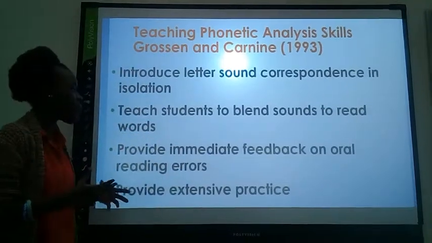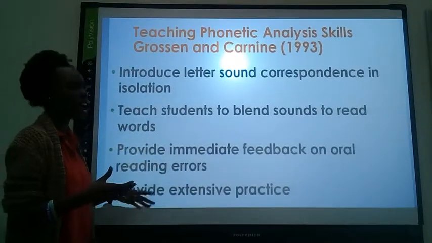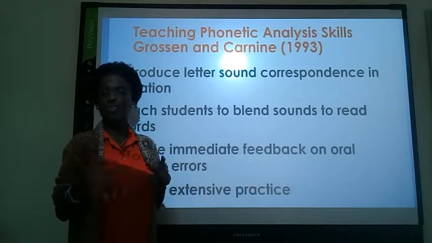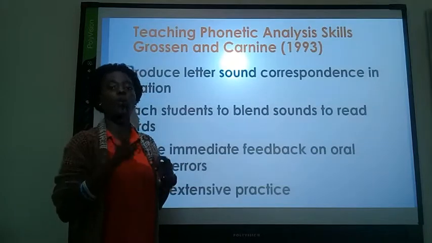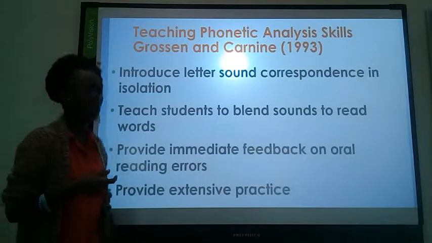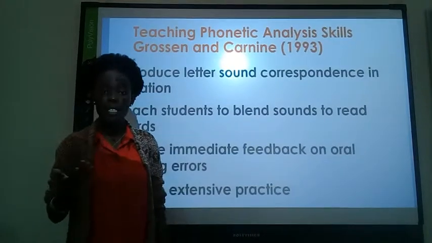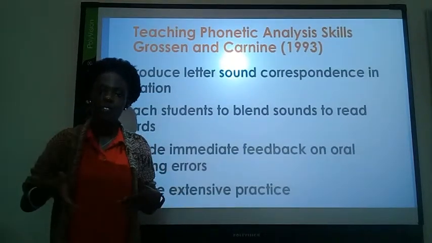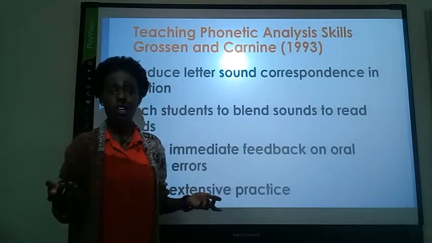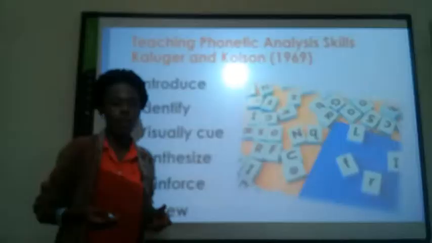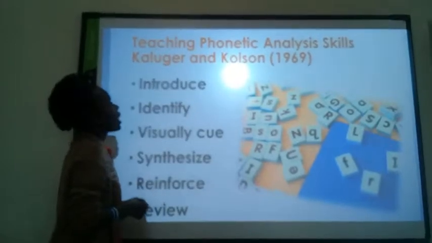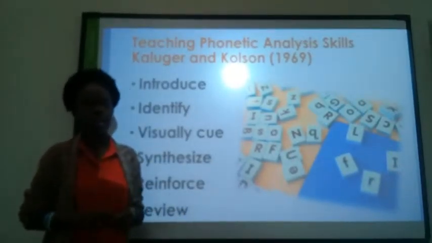And so next you provide immediate feedback on oral reading errors. If your student makes a mistake, you correct them just like that. You don't give it time to fester. You ensure that they know what you said was wrong and you give them the correct word. And then you would provide extensive practice. Practice makes perfect. You give your students different words that have the same blend as CR. Okay, so next we'll look at teaching phonetic analysis skills with Gallagher and Colson, 1969.